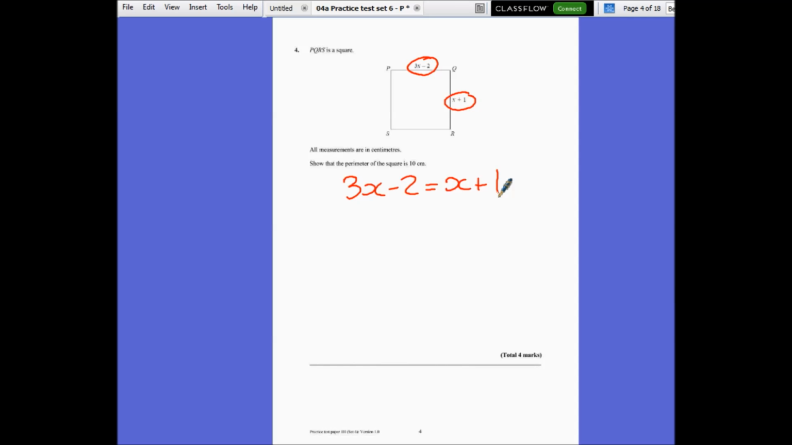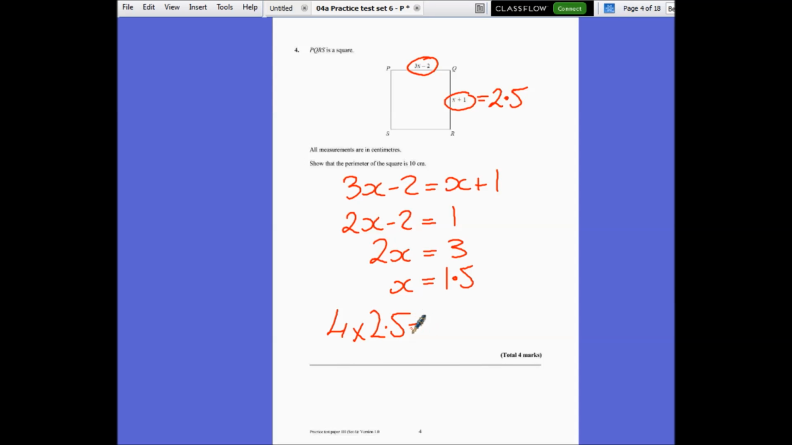To do this, we take the smallest amount of x off both sides, so take 1x off both sides, we'll get 2x minus 2 equals 1. We then want to get x on its own, so we add 2 to both sides, we get 2x equals 3. Then to find x, we divide both sides by 2, which will give me x is 1.5. If x is 1.5, we can put that into either of these because it will give us the same answer. So 1.5 plus 1 means that the length of the side must be 2.5. And obviously a square has 4 sides, so we want 4 lots of 2.5, which is 10 centimetres.